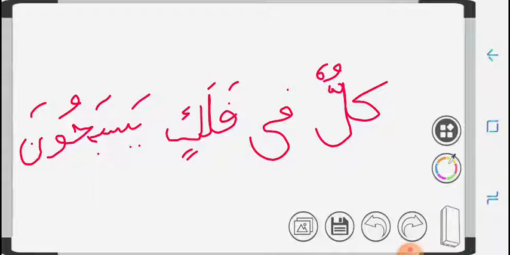Why? And I'll tell you why. If we look at the word kullun fi falakin, we can see that the last letter of falakin is a kaf, and the first letter of kullun is also a kaf. So I'm just going to put a dot there. So we've got kullun there.